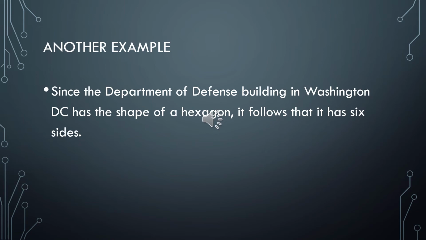If it were the case that the Department of Defense building was a hexagon shape, then it would have to be the case that it has 6 sides, because a hexagon, by definition, has 6 sides. So if the premise were true, the conclusion would have to be true. And therefore, this is a truth-preserving argument, and it is valid.